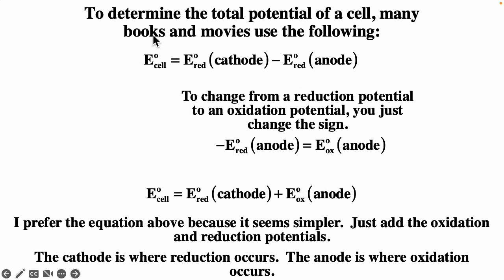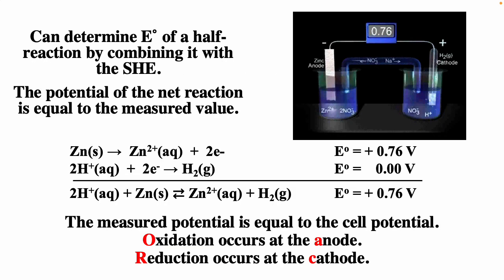Your textbook, I think, actually does it this way. Some things you may see on the internet do it this way. But again, these two are equivalent because at the anode you always have the oxidation, and minus the reduction potential is equal to the oxidation potential. And so we can determine the potential of the reaction by just combining the potentials of the half reactions.